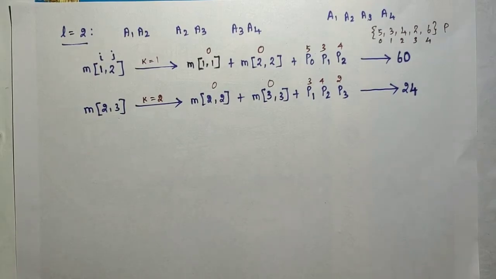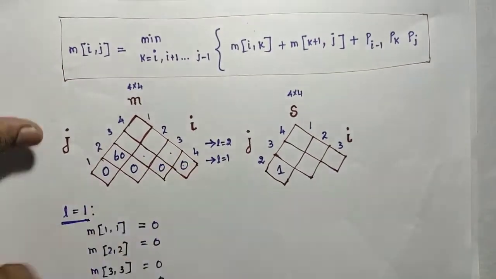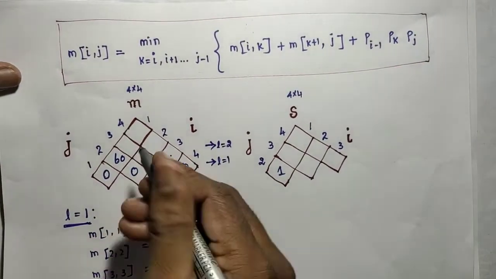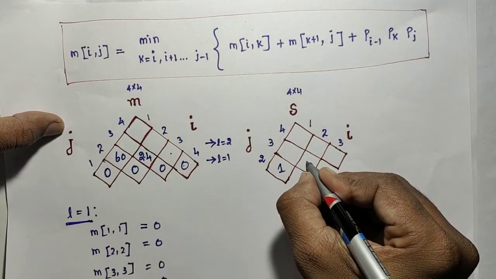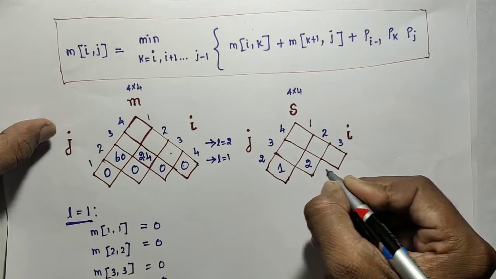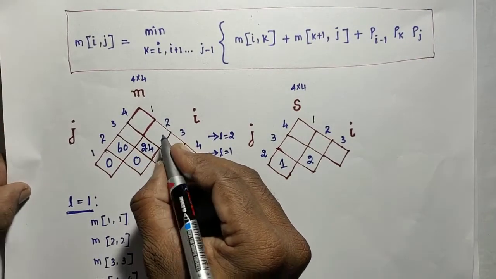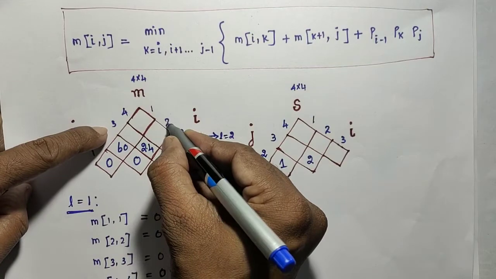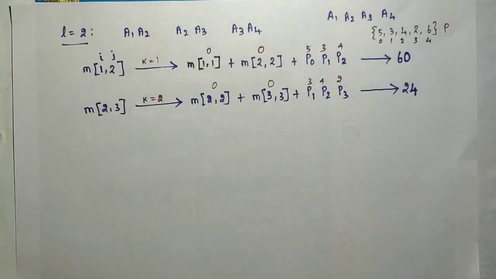We obtained 2 comma 3 here. We obtained the minimum multiplication 24 for k equal to 2, so that needs to be filled here. For k equal to 2, we obtain the minimum multiplication 24 to multiply the matrices A2 to A3. So that we have filled.